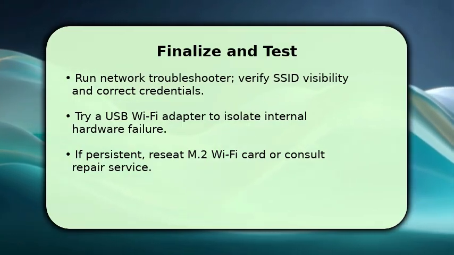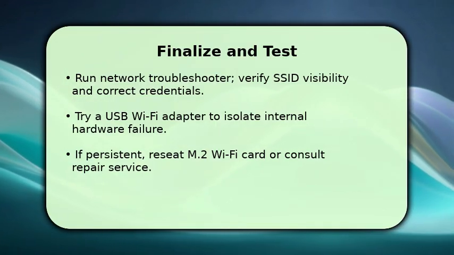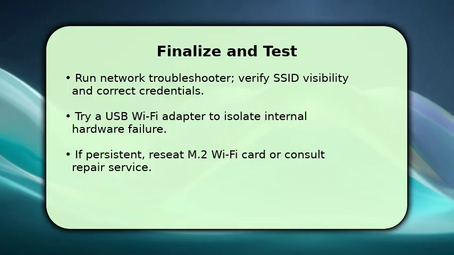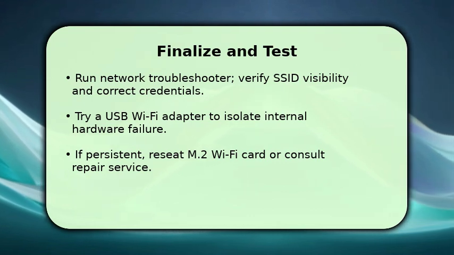If hardware looks faulty, power down, remove power and battery where possible, and carefully reseat the M.2 Wi-Fi card. If problems persist, schedule professional repair. Troubleshooting tip: if intermittent.